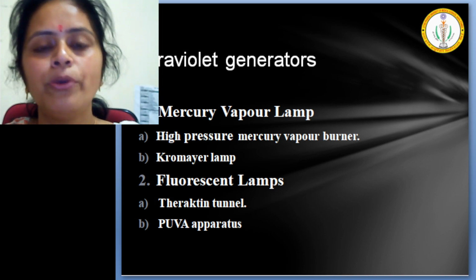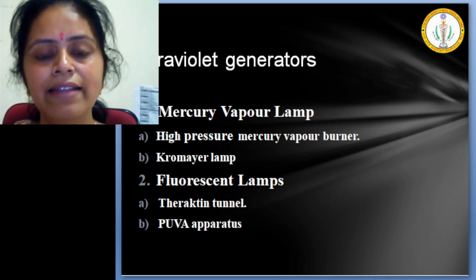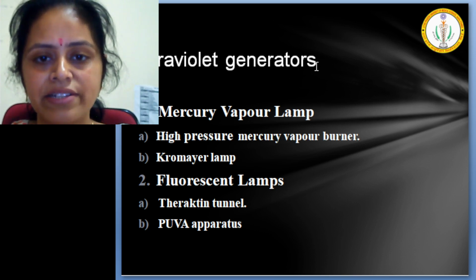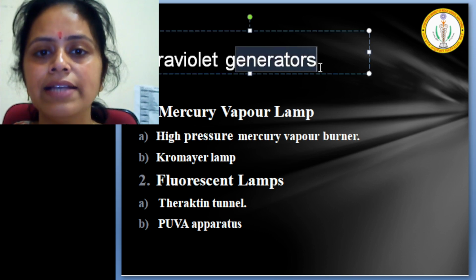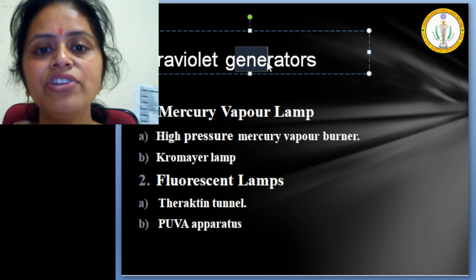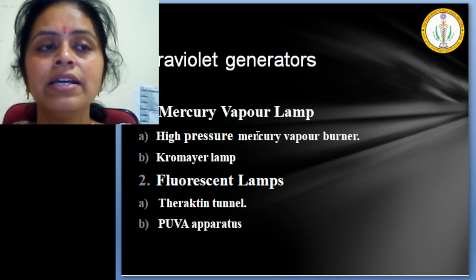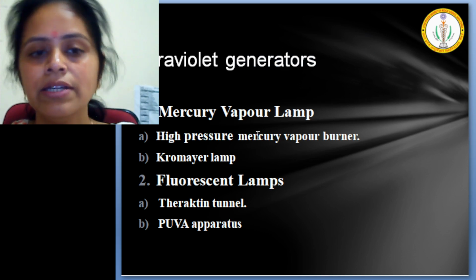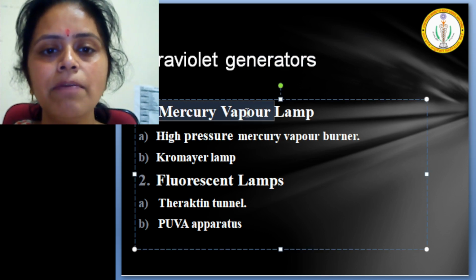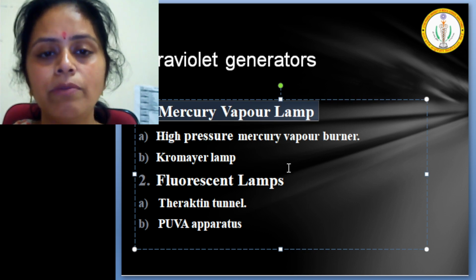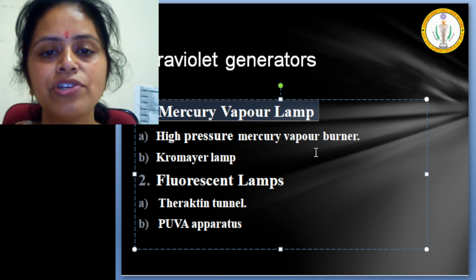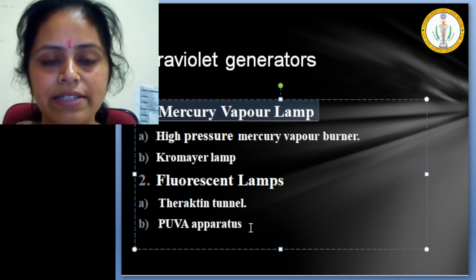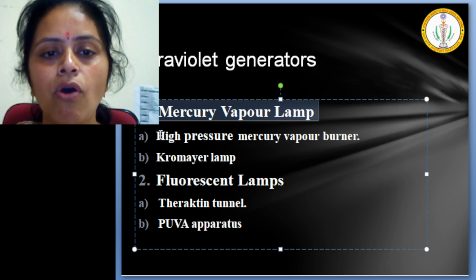Now I am going to discuss the next slide, which covers the UVR generators. Generators here are referred to as lamps. How many kinds of artificial lamps are there that produce UVA, UVB and UVC wavelength radiations? The very first one is the mercury vapor lamp. Mercury vapor lamps are divided into two parts, the high pressure mercury vapor burner and the chromium lamp. The second one is the fluorescent lamps, covering the Thoracton tunnel and the PUVA apparatus. So we will be discussing all the types of lamps one by one.